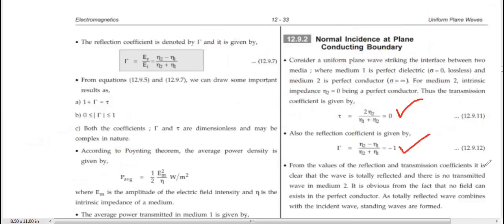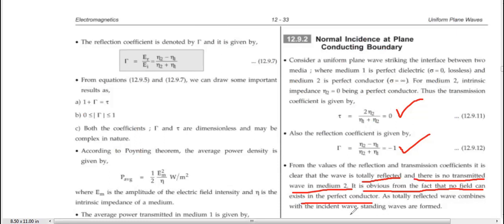From the values of the reflection and transmission coefficients, it is clear that the wave is totally reflected and there is no transmitted wave in the medium. It is obvious from the fact that no field can exist in a perfect conductor. No field can exist in a perfect conductor, neither D, nor E, nor H, nor B. No field can exist in a perfect conductor.